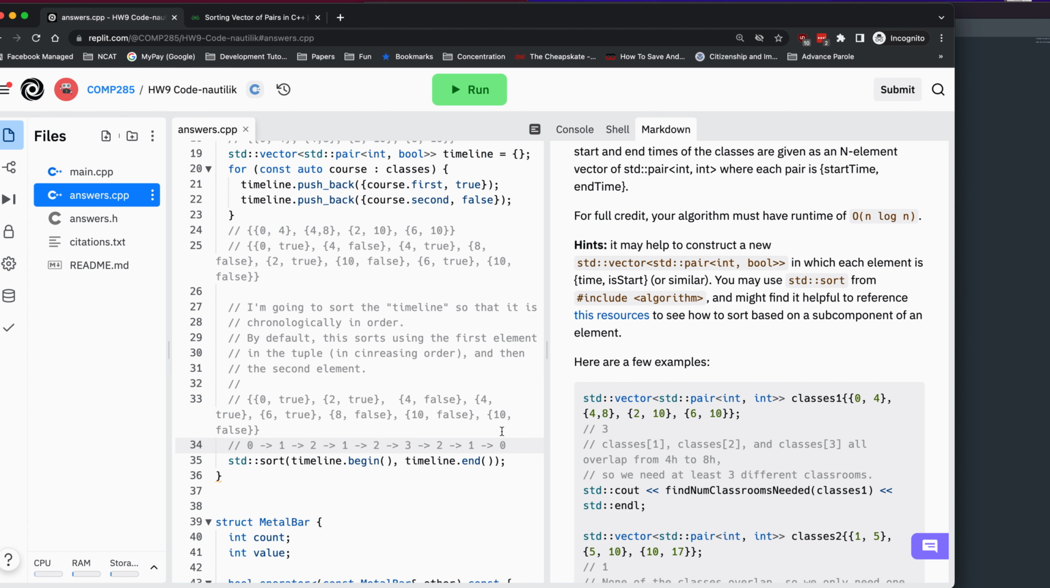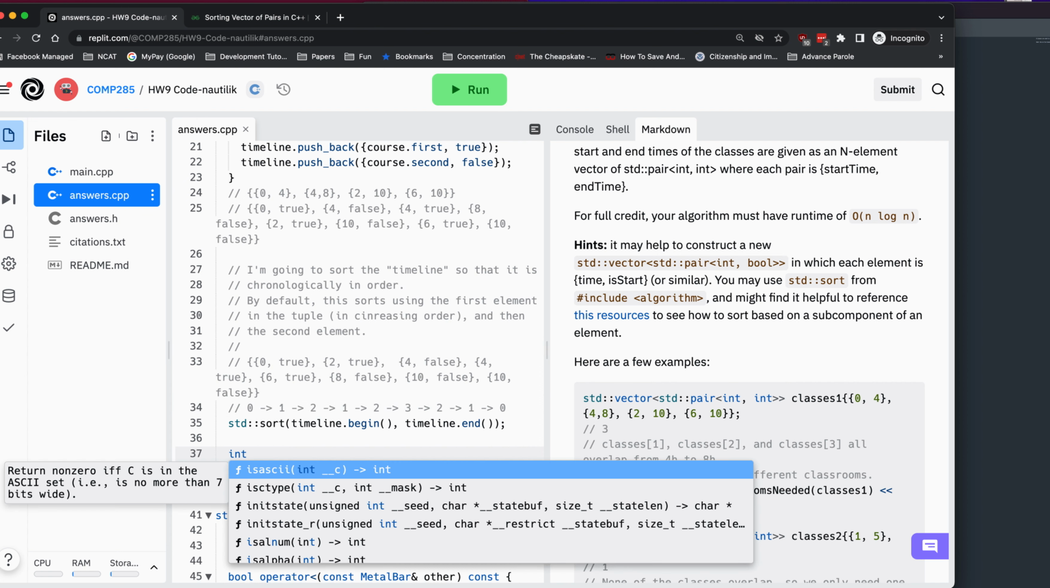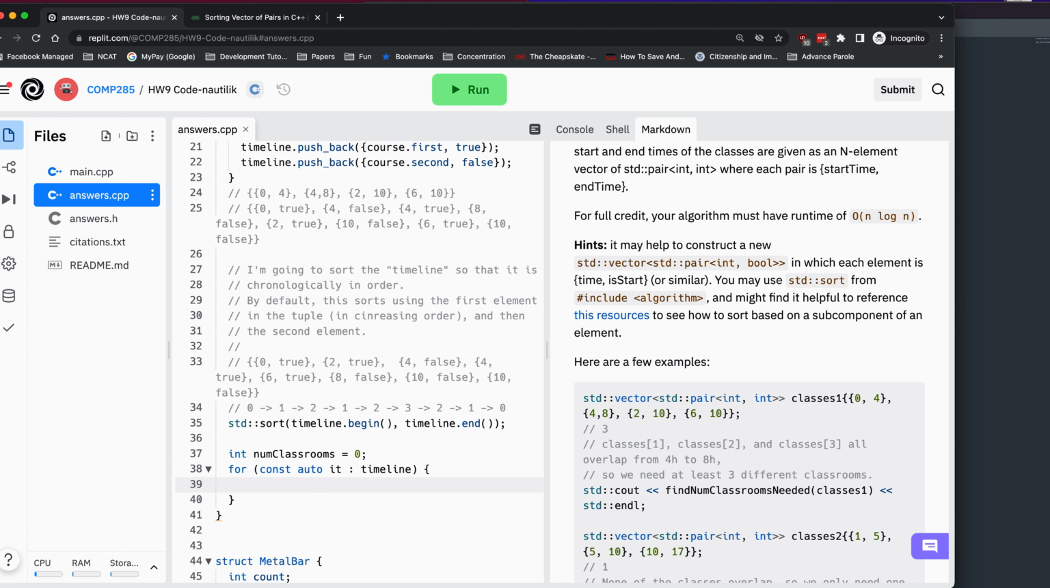So that probably gives you a hint: now that we've sorted everything, we can very easily just figure out how many classes we had. So we can say, num classrooms starts at 0, and then we can say, for, let's iterate over our timeline, all right?